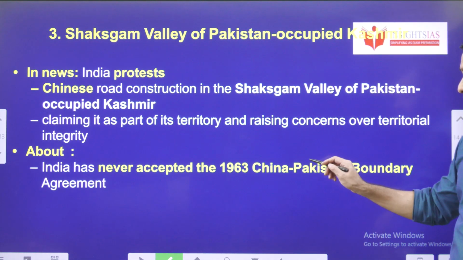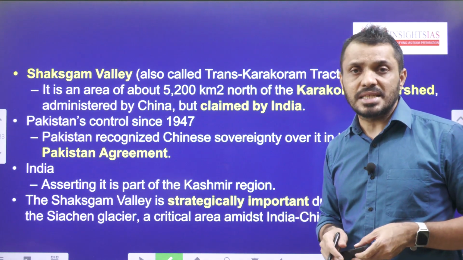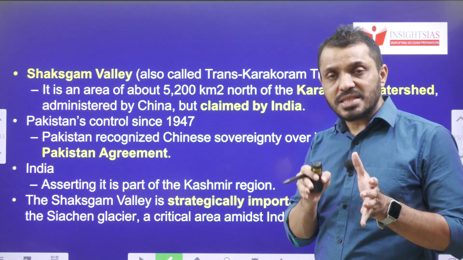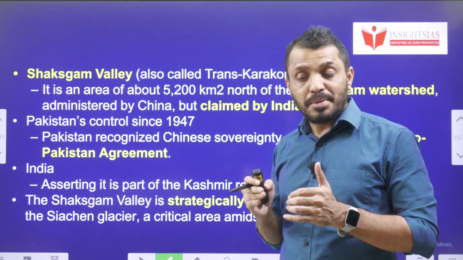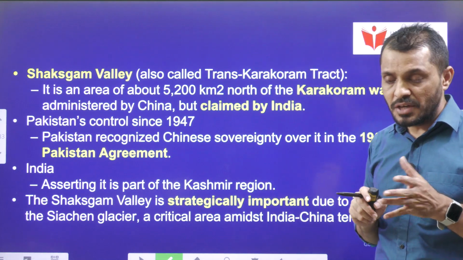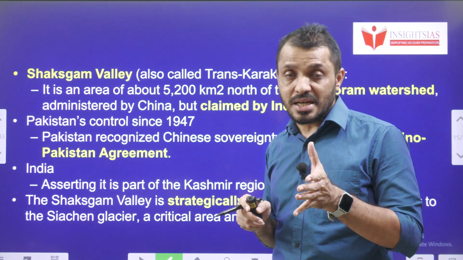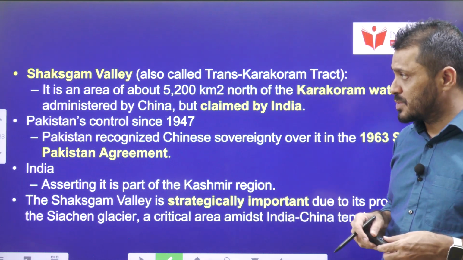India never accepted the 1963 China-Pakistan boundary agreement. What happened in 1963? In 1963, the Shaksgam Valley was ceded to China by Pakistan to get future favors from China. That is the reason, if you remember, China supported Pakistan in the 1965 war as well as in the 1971 Bangladesh Liberation War as well.